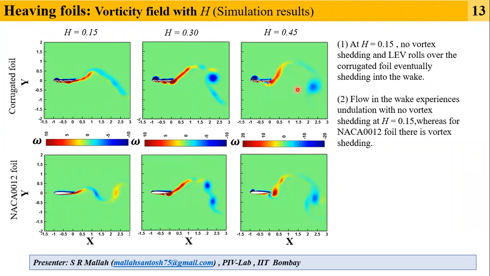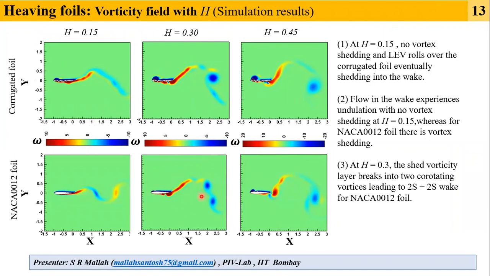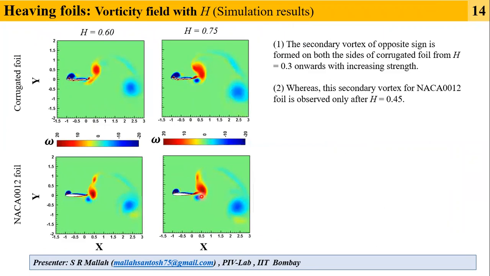And whereas at a heaving amplitude of 0.5, both the vortices are merged in order to form a single wake. This is a 2S plus 2S arrangement, which will be discussed in more detail in the further slides. And further, with the increasing heaving amplitude, the intensity of both leading and trailing edge vortices increases.